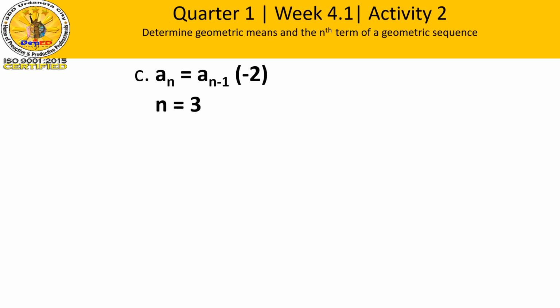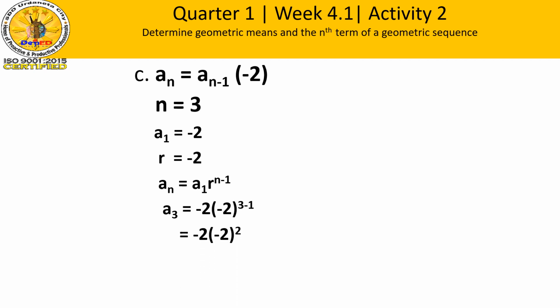When n is equal to 3, your a sub 1 is negative 2 and r is negative 2. So using your equation and by substituting the values, we have a sub 3 is equal to negative 2 multiplied by the quantity negative 2 raised to 3 minus 1. So we have negative 2 multiplied by the quantity negative 2 raised to 2. Negative 2 raised to 2 is positive 4. So a sub 3 is equal to negative 8.